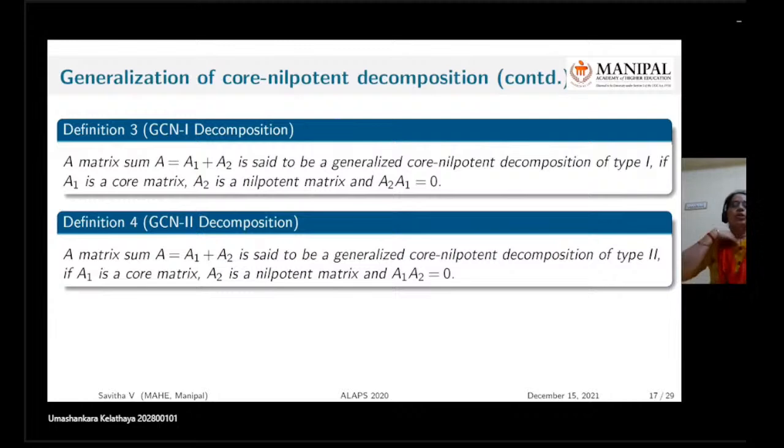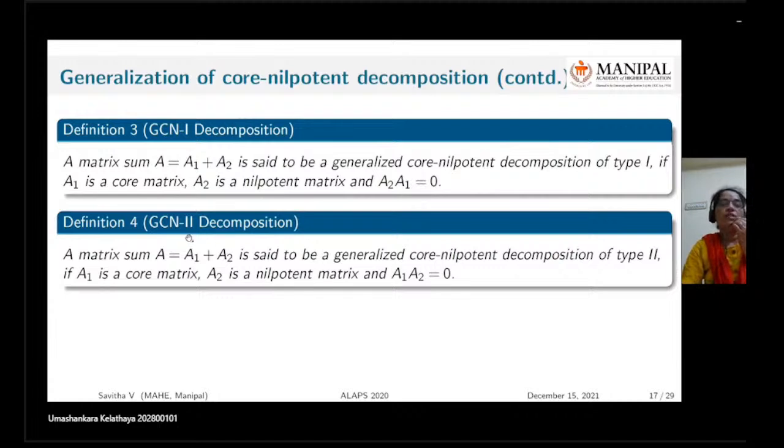We come to classifying the generalized core-nilpotent decomposition. A matrix sum A equals A1 plus A2 is said to be a generalized core-nilpotent decomposition of type 1 if A1 is a core matrix, A2 is a nilpotent matrix, and A2 A1 equals 0.